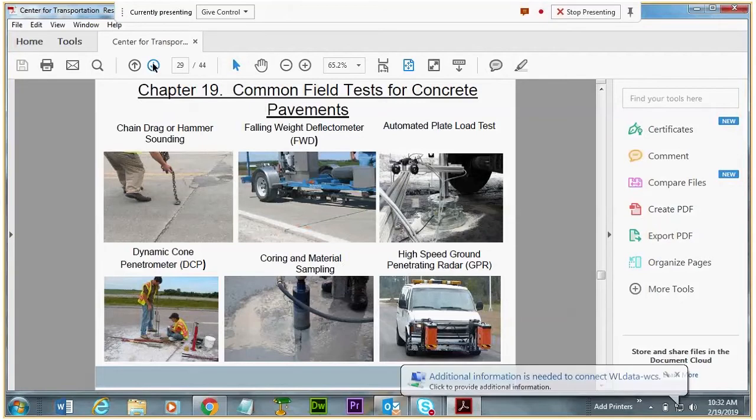Then the more simple one, which I've been encouraging even our city engineers to purchase, because they're only about $1,200, is a dynamic cone penetrometer. It gives us an awful lot of good information, and we've used that considerably. Next slide.